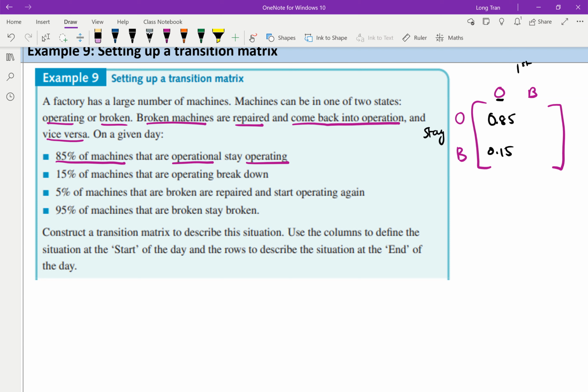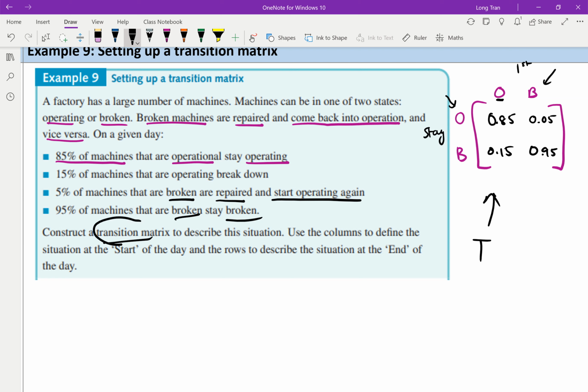Okay? And then you go to the next one, 5% of machines that are broken are repaired and start operating again. So it was broken to start off with, and then it starts operating later because it's repaired, was 5%, so 0.05 there. And then finally, 95% of machines that were broken stay broken. Well, that's 0.95 there. Okay, construct a transition matrix. This is called a transition matrix. So T, and it's called a transition matrix.